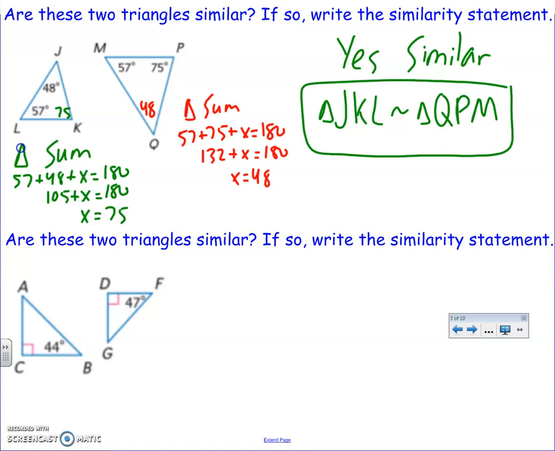Alright, the bottom problem. Are these triangles similar? Write the similarity statement. 90 degrees, 44. If you do triangle sum, hopefully you know that makes 46, because 46 and 44 make 90. And 99 minus 180 makes 43. Are they the same? No, so these are not similar.